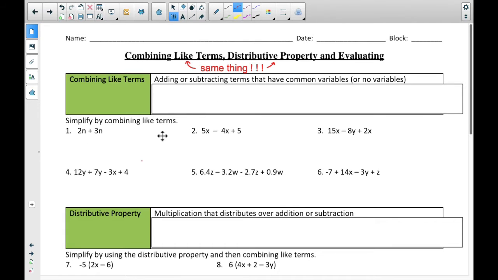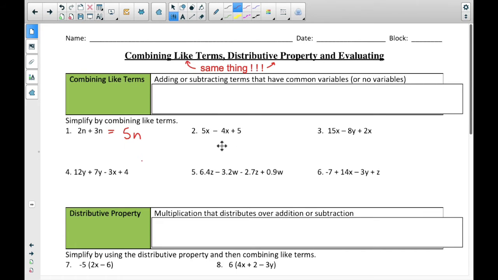Let's jump into some examples. We're supposed to simplify by combining like terms. I'm going to work through these examples, and then I'm going to go back to this box and explain some things, summarizing some things. So I'm going to jump down here to number 1. Combining like terms means you look for the variables that are the same. So n and n, those are the same. That means we can combine them. And 2n plus 3n equals 5n. We just add the numbers. We don't mess with the letters.